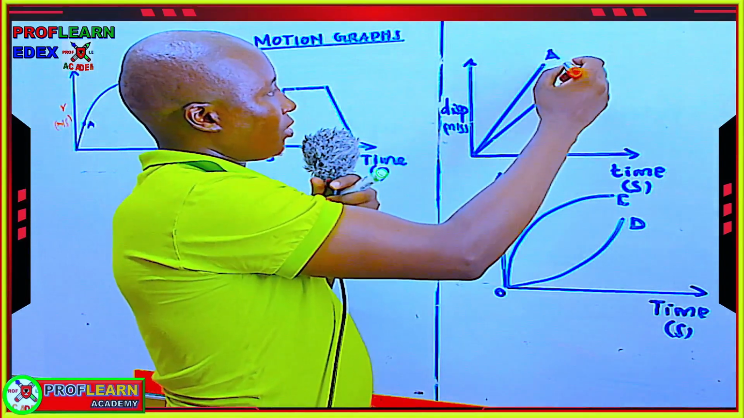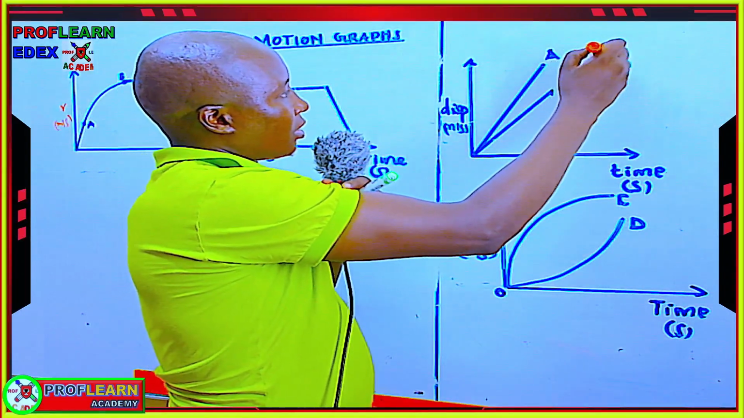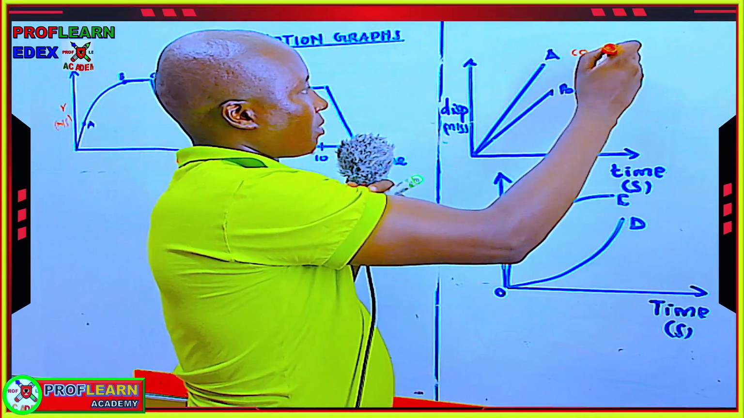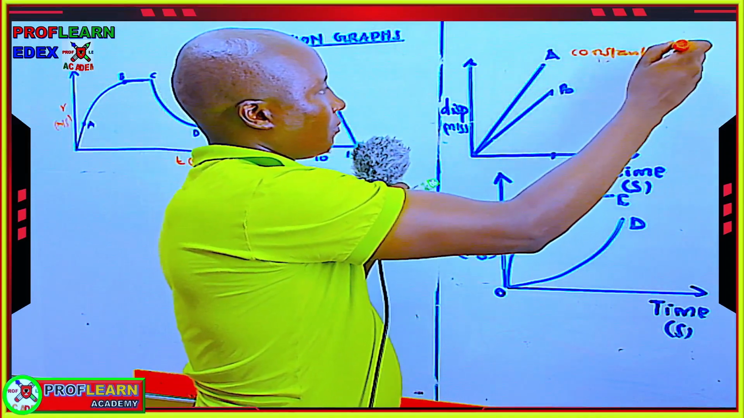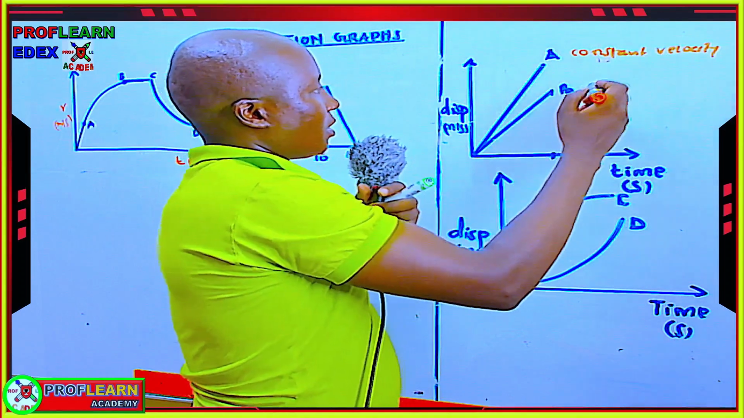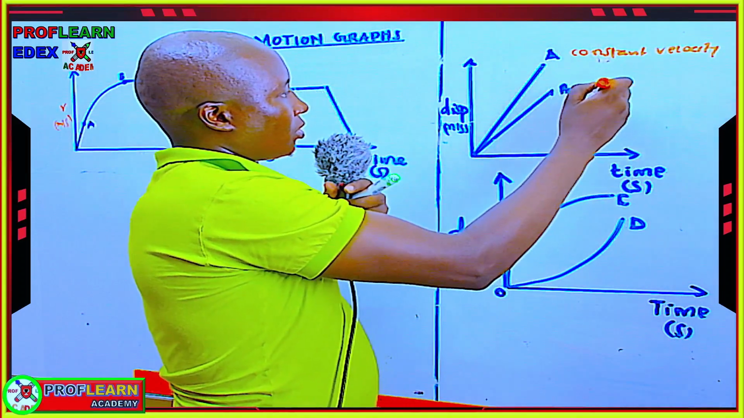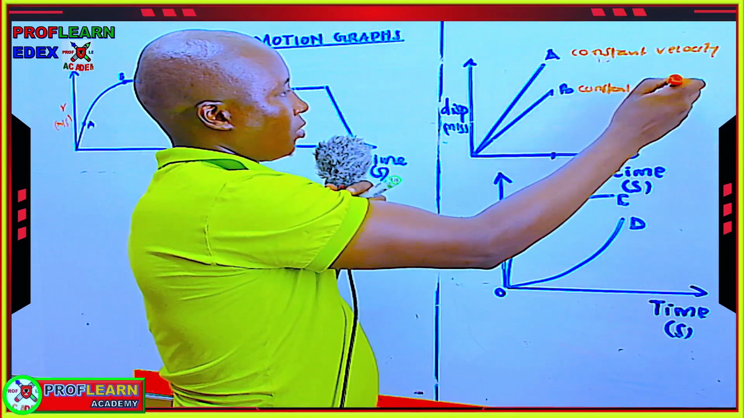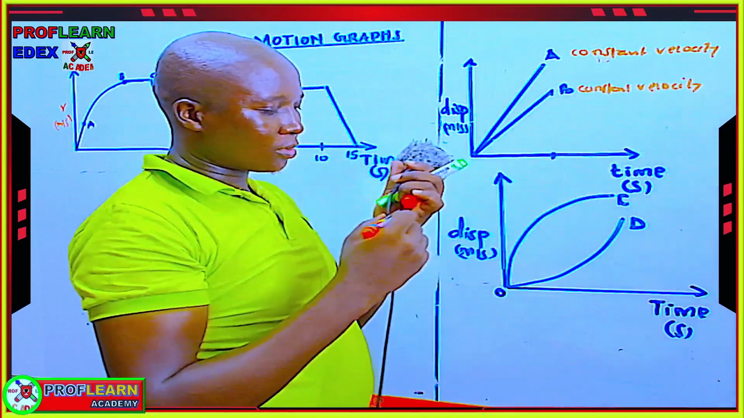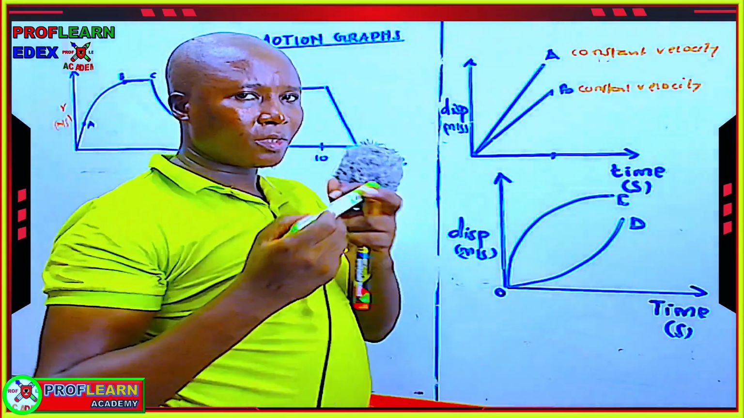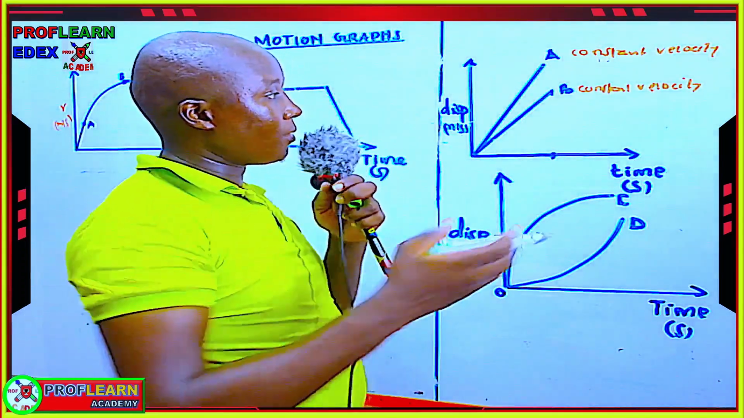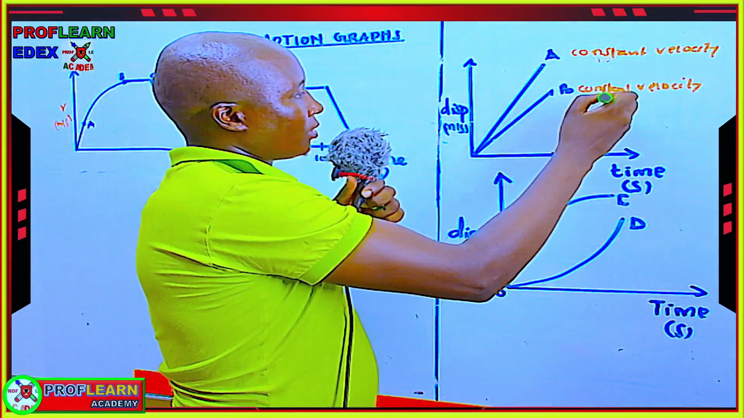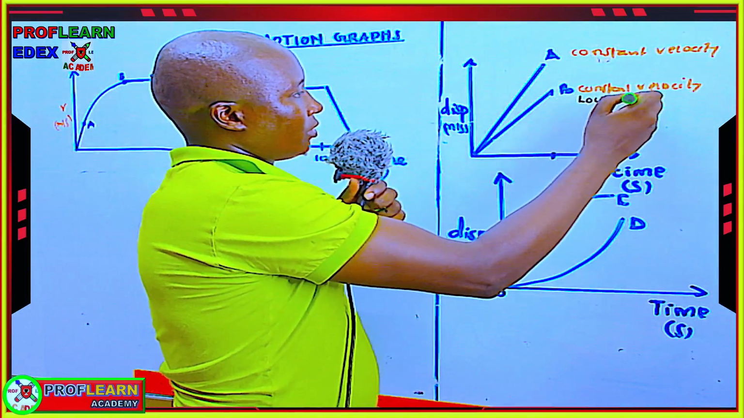So this is a constant velocity, and this is also constant velocity. If velocity is constant or uniform, both of them are uniform. But this one is moving at a lower velocity. This one is moving at a higher velocity. And the way to find whether it's moving at a higher or a lower velocity is by looking at the gradient of the line that we're having here. If the gradient is steeper, it means it's moving at a higher velocity.